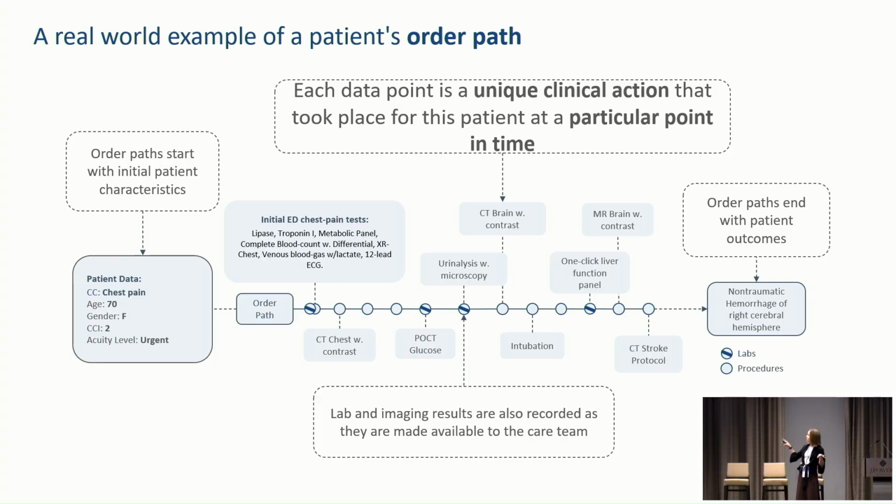So I'm going to walk through a little bit of what this looks like. Again, this type of data is familiar to most people here, but worth grounding on. Here's a real-world example of a patient's order path, taken from a real example, the UCSF emergency department. A 70-year-old woman comes into the emergency department complaining of chest pain. And so this is where the order path starts.